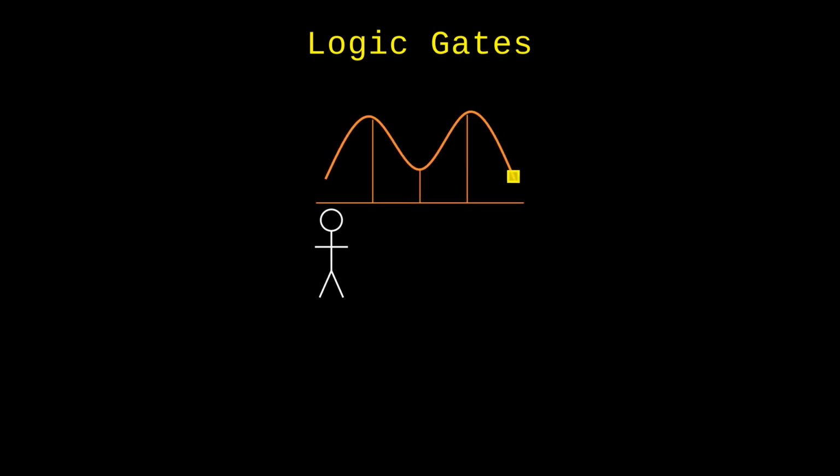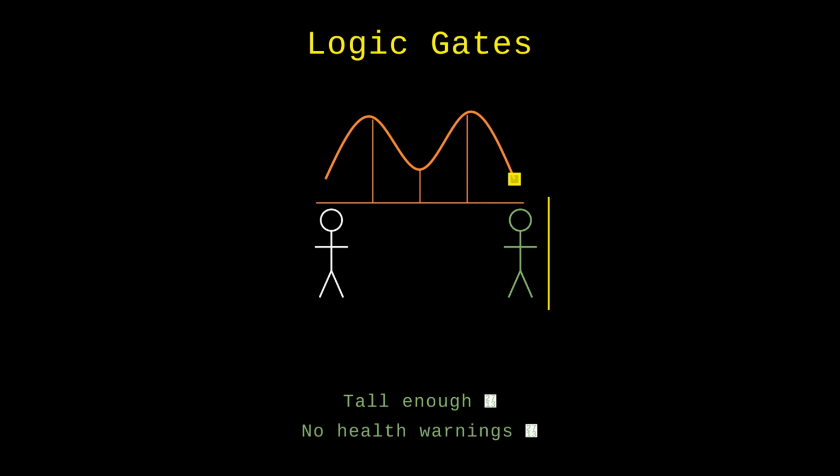Imagine you work at a theme park. Your job is to decide whether someone is allowed onto a roller coaster. And there are two rules. Rule 1, the person must be tall enough. Rule 2, the person must not have any health warnings. You only let them on if both conditions are true. Tall enough and no health warnings. If either one fails, they don't get on.